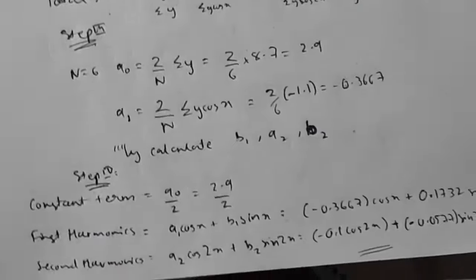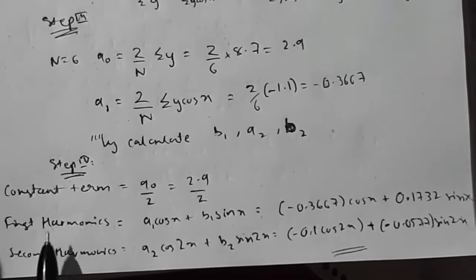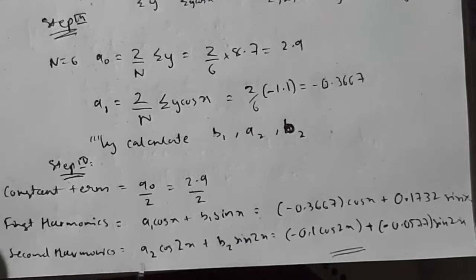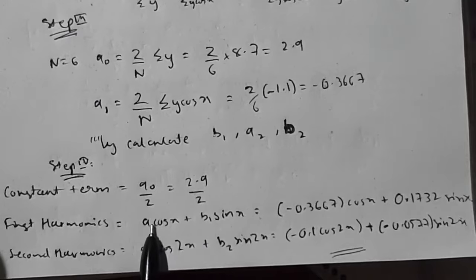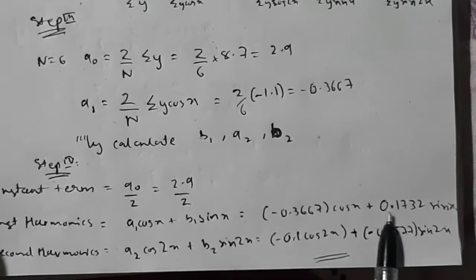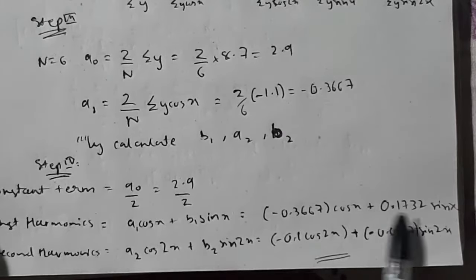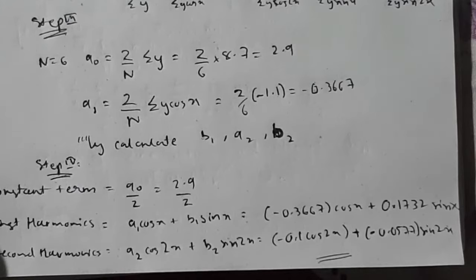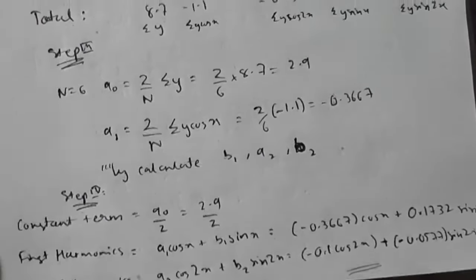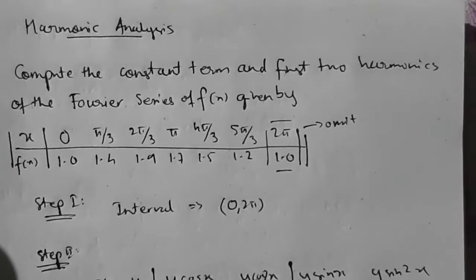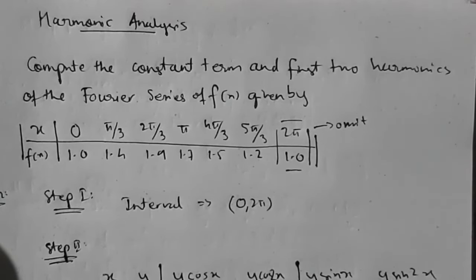What does that mean? In the first harmonics you will have this formula a1 cos x plus b1 sin x. If they ask second harmonics, a2 cos 2x plus b2 sin 2x. Okay, now a1 you got, substitute a1 here and write cos x as it is. Like that 0.1732 for b1 and sin x write as it is. Similarly for second harmonics also you need to do this. Questions will come with slight variation but the procedure is same, and for 90% of the questions if you follow this procedure, hopefully you can expect good marks.